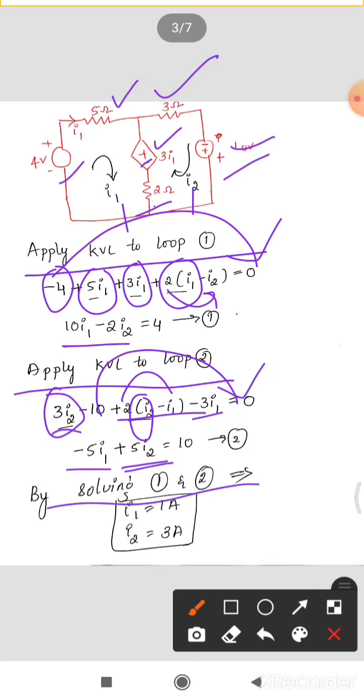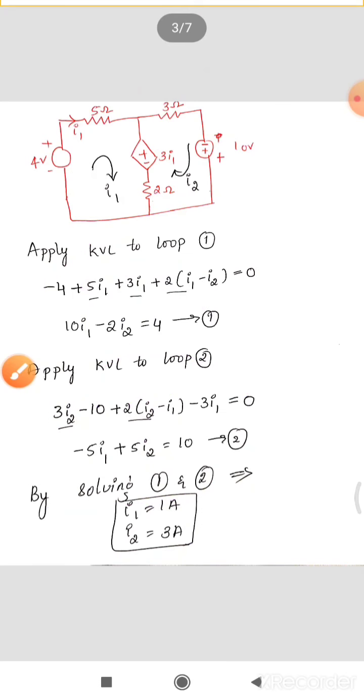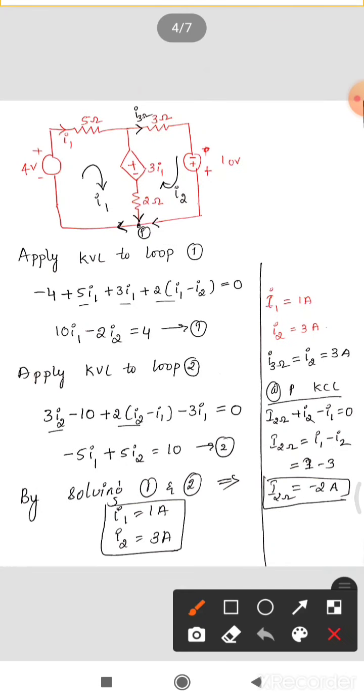By solving the first equation and the second equation, you get I1 equal to 1 ampere, I2 equal to 3 ampere. Okay, I hope you have got this. Alright, once you have got these values, now they have asked us to calculate the current through each branch. So let's find out this first branch, I1. I1 is how much? Loop current, it is 1 ampere. I2 is the loop current, that is 3 ampere.